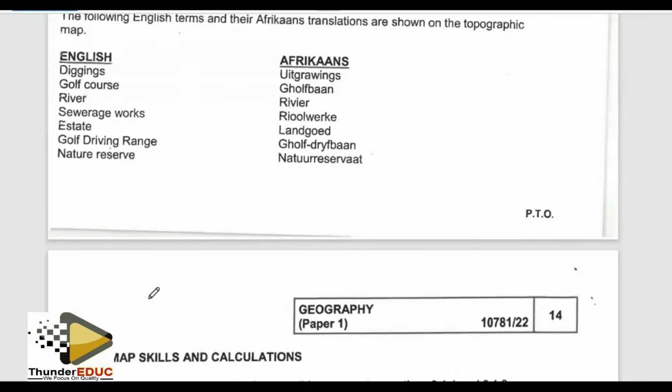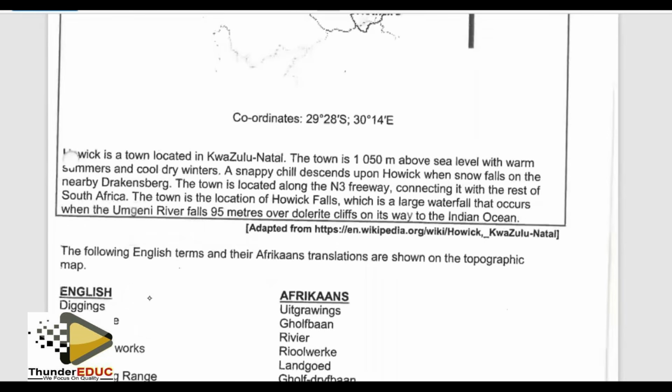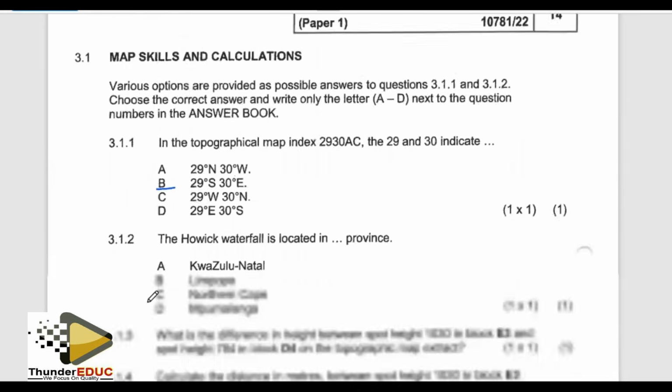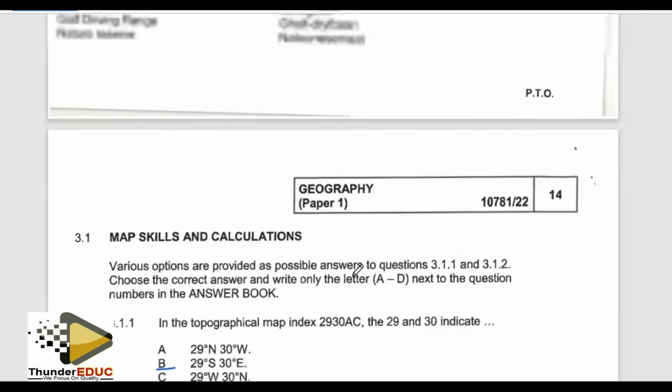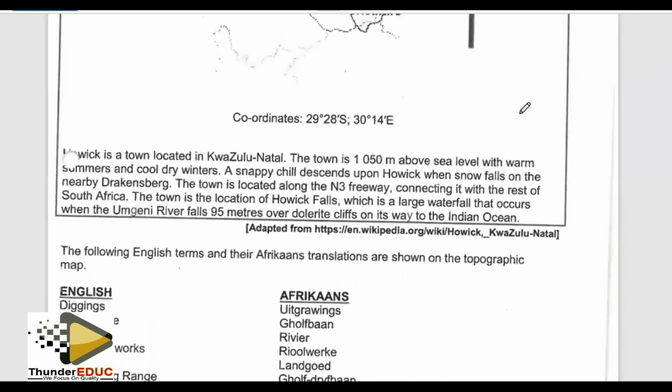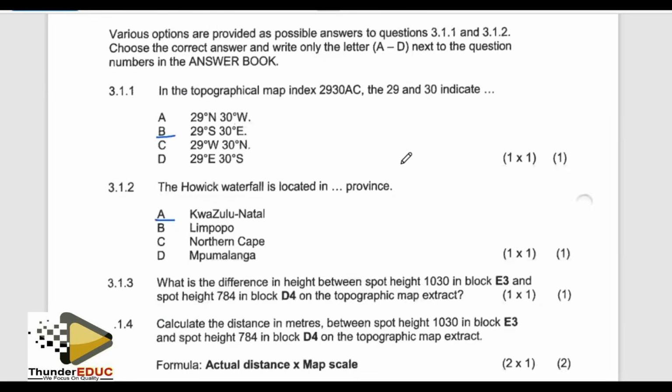Howick Waterfalls is located in which province? Remember, as we read, Howick is a town in KwaZulu-Natal, which is supposed to be A. So always for such information, do not forget to read through the given infos or infographics, or sometimes learners miss out on such easy questions.